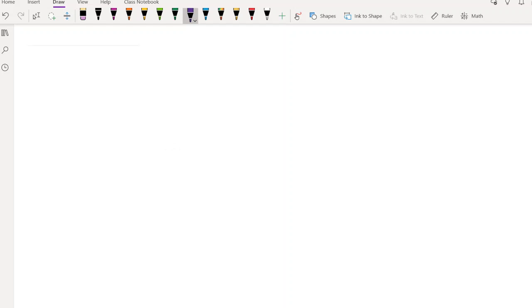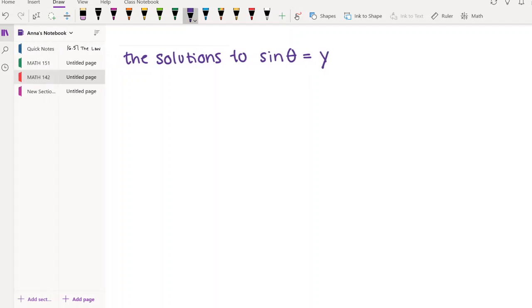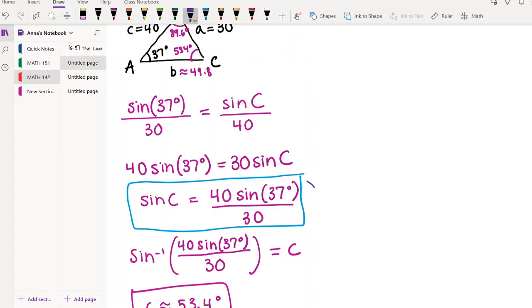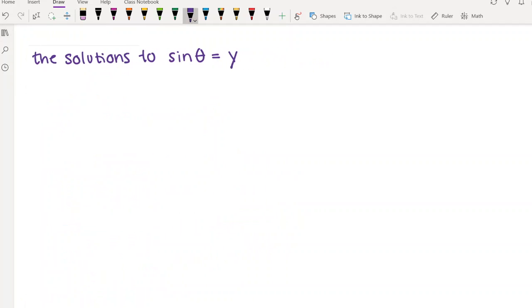Okay, so what if we want to, so let's call this the solutions to sine of theta is equal to y. So I'm using theta here instead of A, B, or C, but it doesn't really matter what letter or symbol you use. And then I'm just saying y to stand for any number. So in the example that we were just doing, we had sine of C is equal to all of this stuff. That's a number, right? If you type that into a calculator, it's some number. So I'm just using y to stand for whatever number you're trying to solve sine of an angle is equal to.